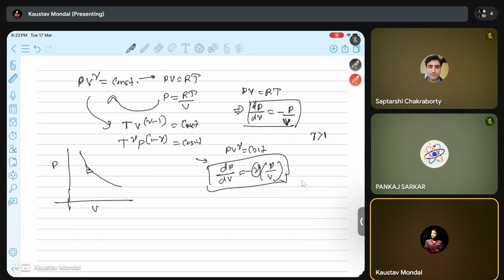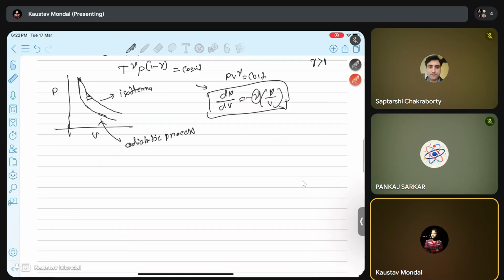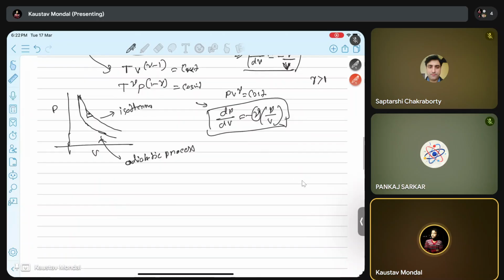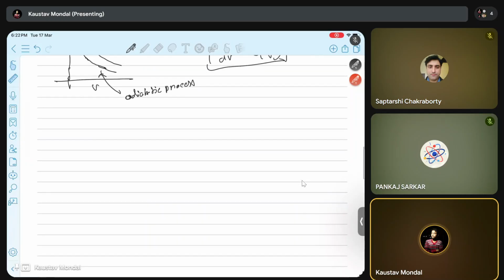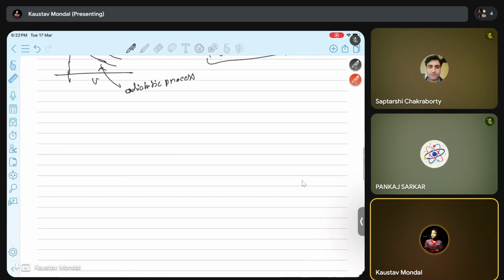So if this is the PV diagram of the isotherm, for an adiabatic process this curve will become a bit steeper. So this is the isotherm, and this is for adiabatic. So this is in general a difference between an isothermal process and an adiabatic process. The slope is a bit steeper in the case of an adiabatic process, because of that.